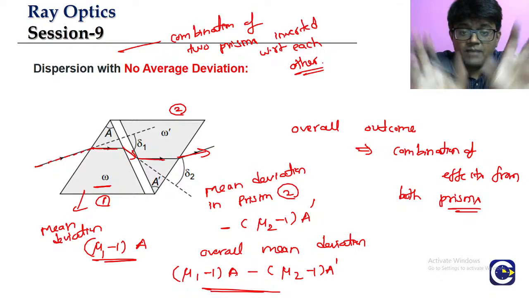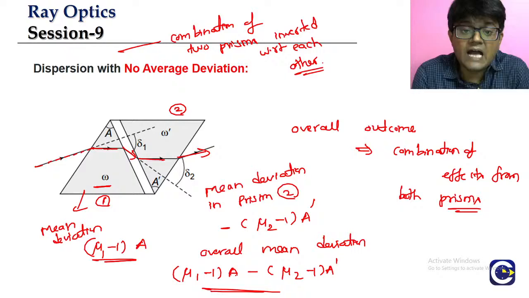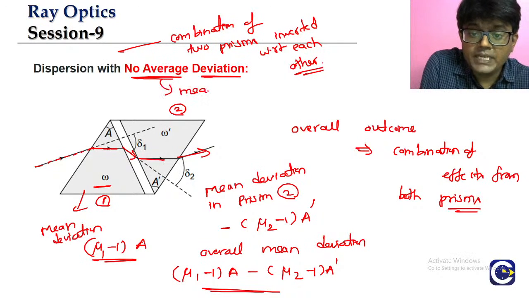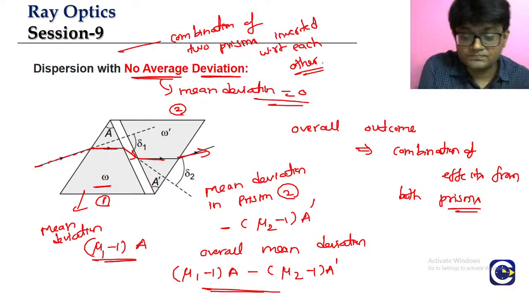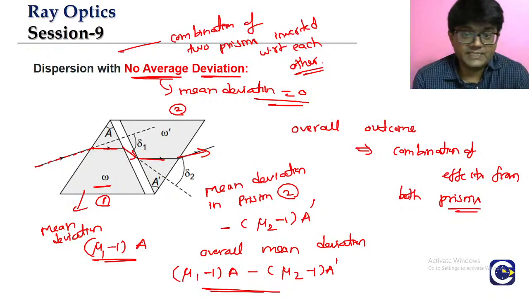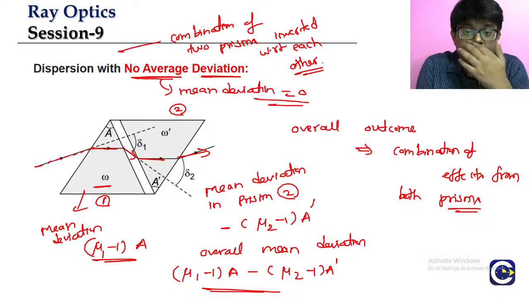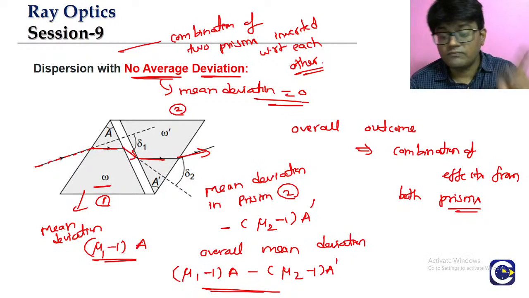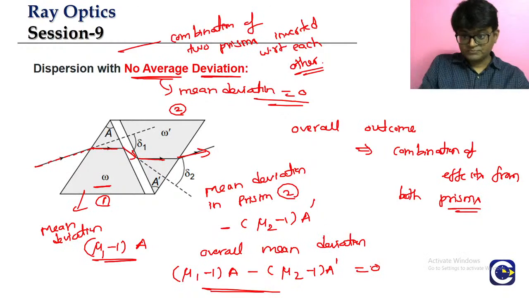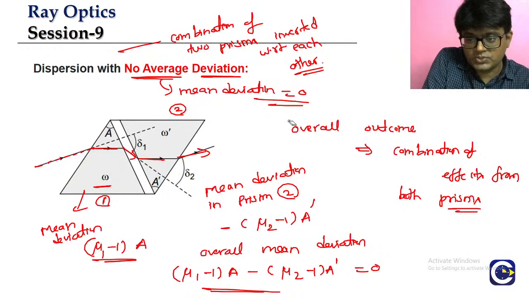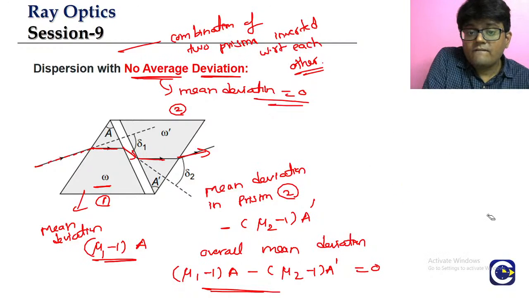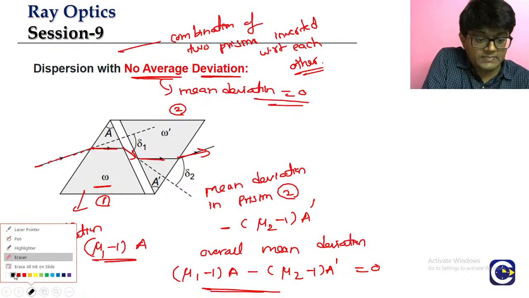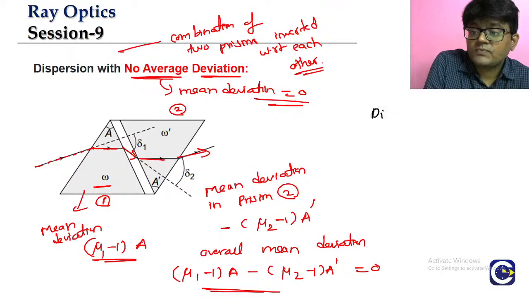Now sometimes if the parameters of the prisms are adjusted, we can have a possibility of no mean deviation, that is, the mean deviation equal to 0. That is possible. In that case the light might undergo dispersion. Dispersion is going to be there, but there will be no mean deviation. Such a possibility will come when this overall mean deviation is simply equal to 0. That situation is generally called, a very standard wording, dispersion with no average deviation. In some textbooks we also call it dispersion without deviation.